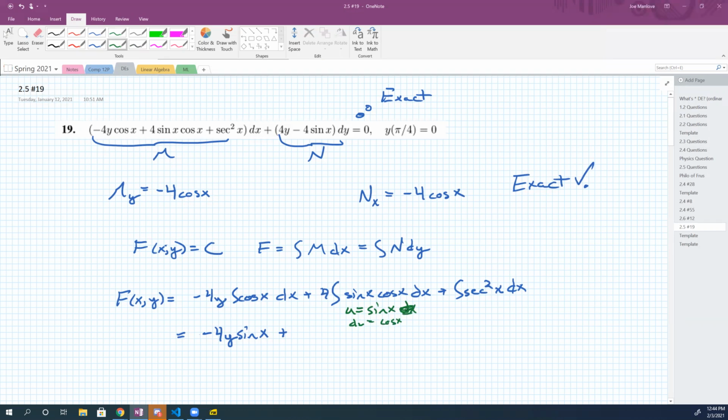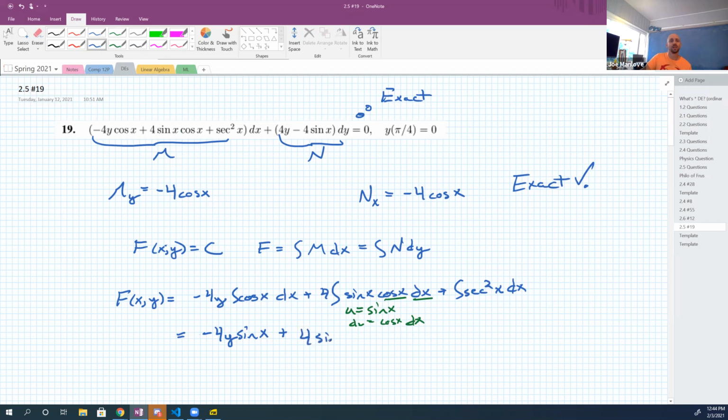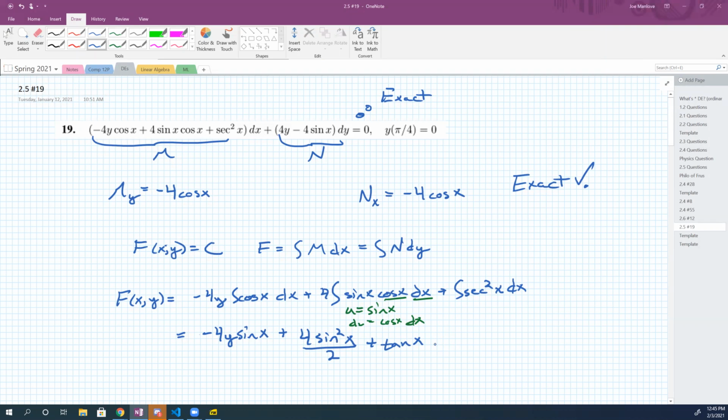Oops, put the dx down there. Okay, so I got my cosine, I got my dx. So that is indeed going to be 4 times sine squared of x over 2. And then the antiderivative of secant squared is tangent. Pretty sure. And what else? Constant. And what about my constant here?